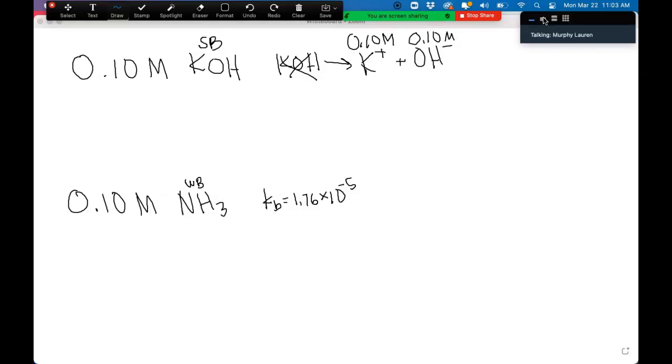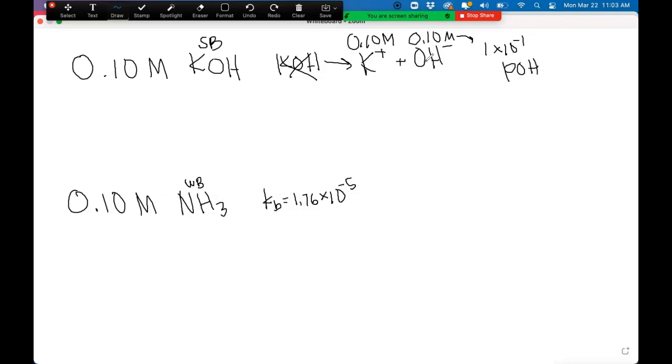So basically, you know what off the bat? Well, if you know OH, you know pOH. So again, remember, this is the same as 1 times 10 to the negative 1. So the pOH, because this is OH, is 1. Right? pOH is the opposite of the log of OH minus, 1, which makes the pH 13.0. Okay?